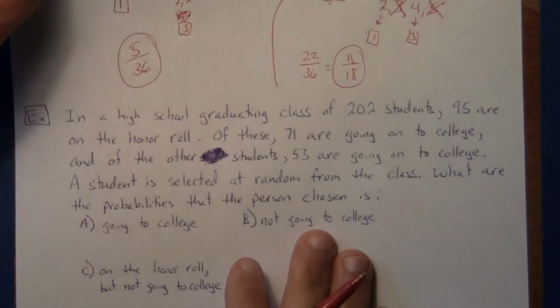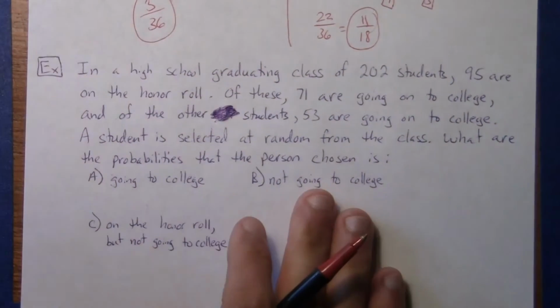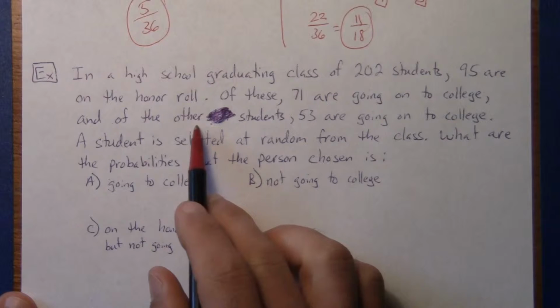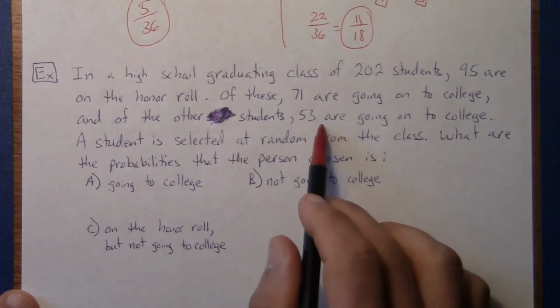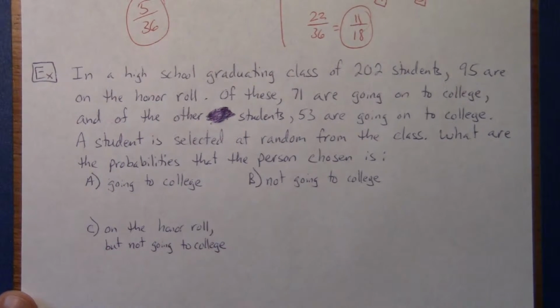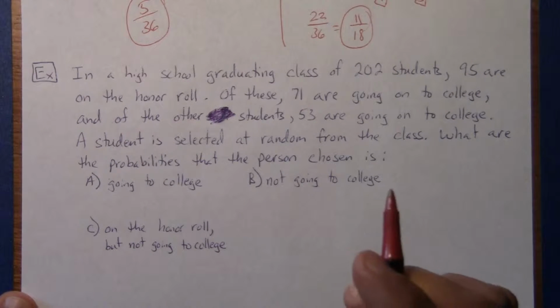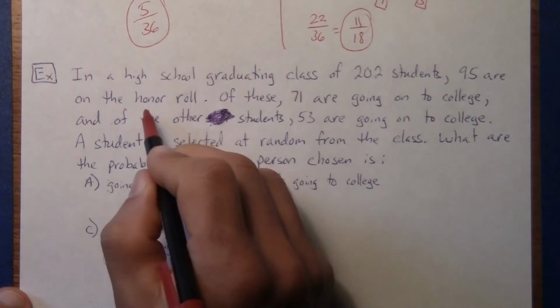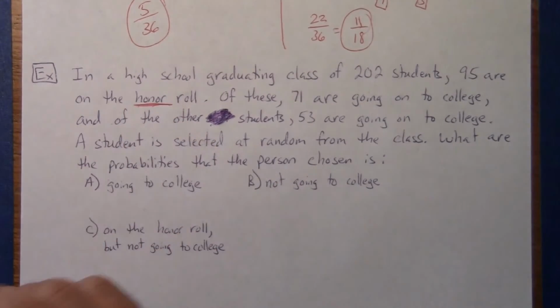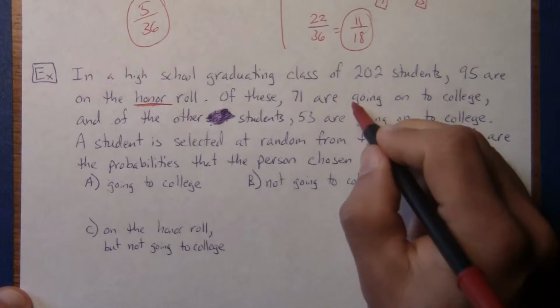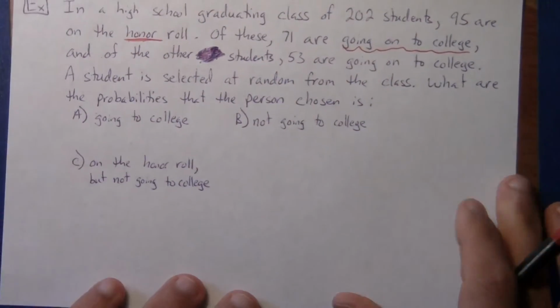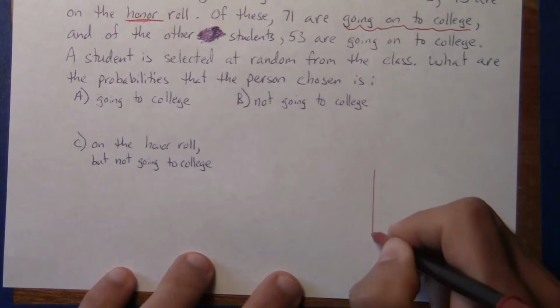It says, in a high school graduating class of 202 students, 95 are on the honor roll. Of these, 71 are going to college, and of the other students, 53 are going to college. And then they want us to find the other probabilities. When I read that, I notice a couple things. I notice that there's 2 specific things they're talking about. It's kids that are either on the honor roll or not on the honor roll, and kids that are going to college or not going to college. What that kind of tells me is that I can use one of our little Punnett squares.